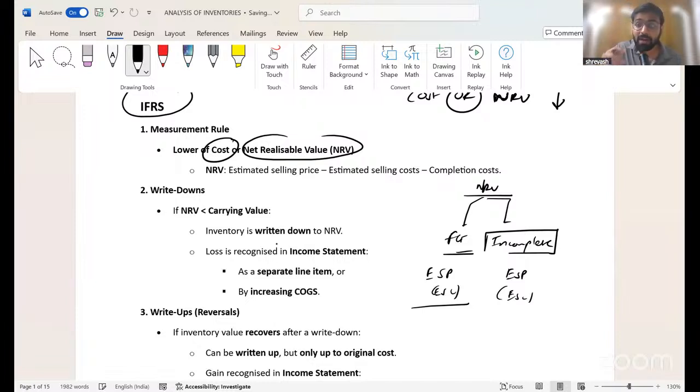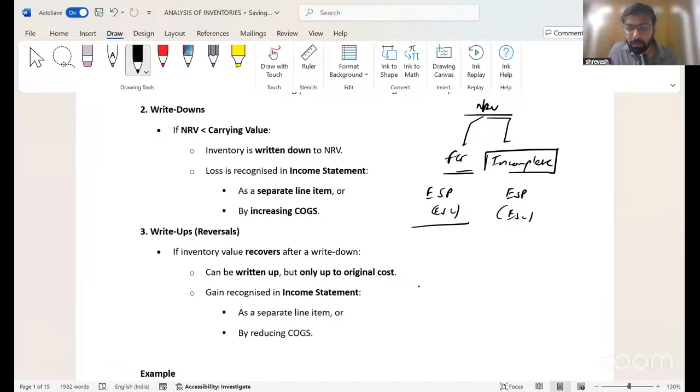But remember, I have to incur more money from my pocket to complete that. And net realizable value is what you realize in net. So if something is going out of the pocket, that would also be considered in that calculation. Ultimately, you deduct that as well. So you deduct your estimated completion costs here as well, and you get your NRV.